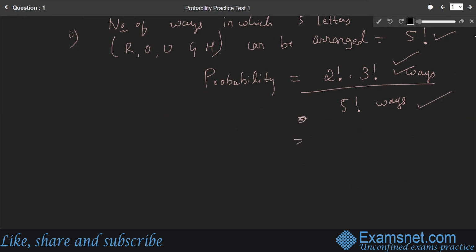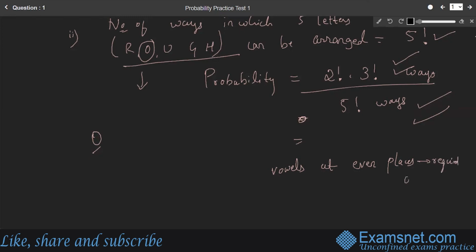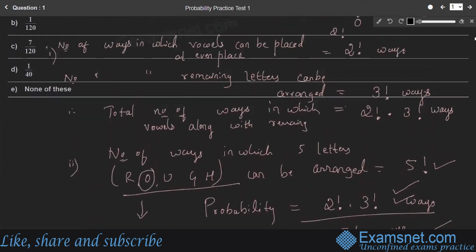In 5 factorial ways you can arrange these 5 letters in total, which includes a vowel in the first place, in the odd places also. Out of these 5 factorial ways, only 2 factorial into 3 factorial ways give the vowels at even places, which are the required outcomes. The total number of outcomes is 5 factorial, the total number of ways in which all 5 letters can be arranged, both in even and odd places.